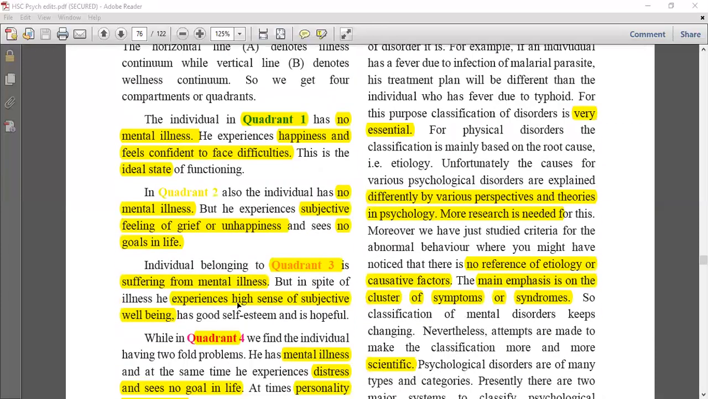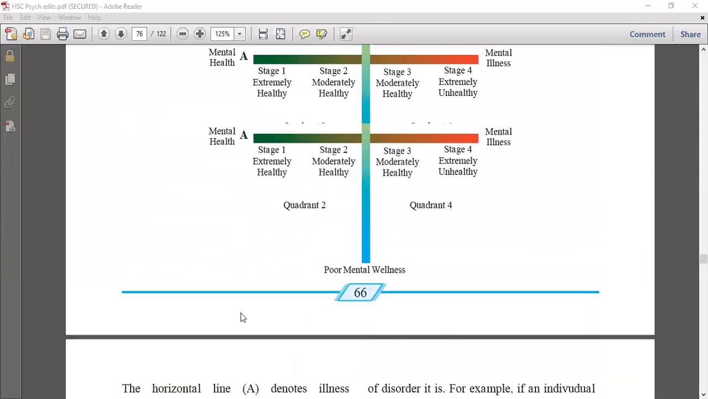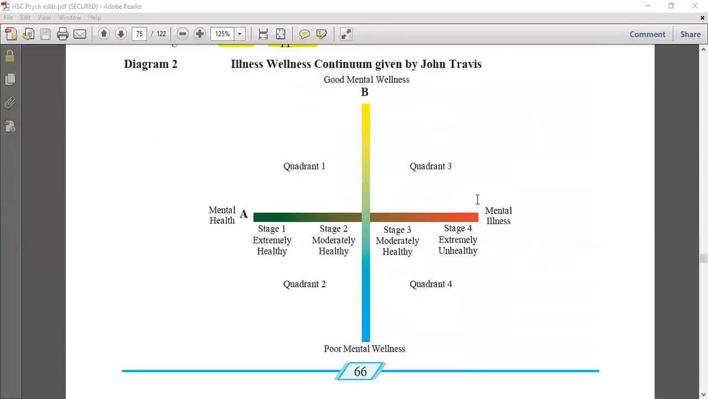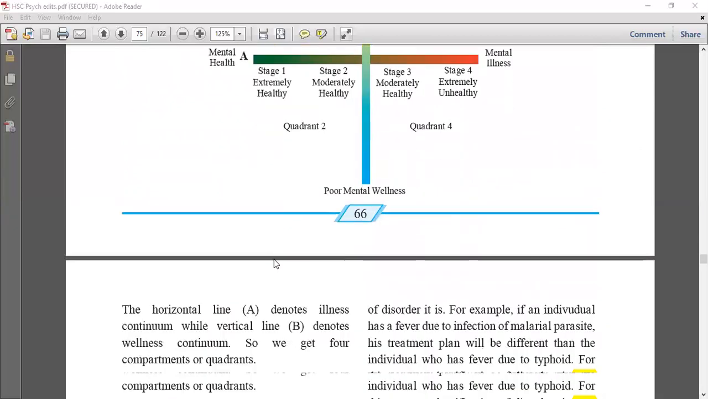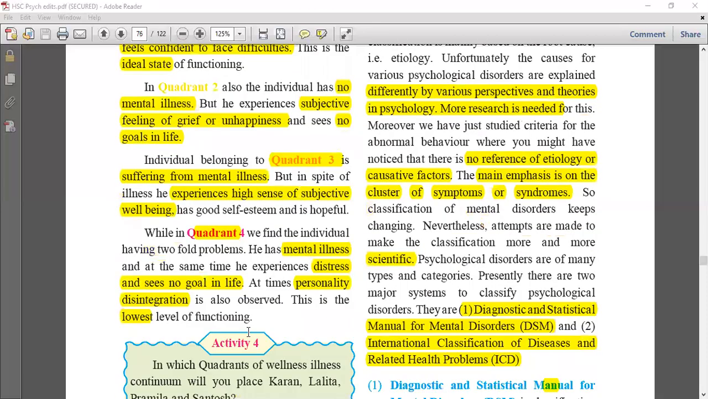Quadrant three is you are suffering from illness, but you experience a high sense of subjective well-being. So here you have a lot of mental problems. You're going through this depression, but you're confident. I will fight it. Okay, that is quadrant three.